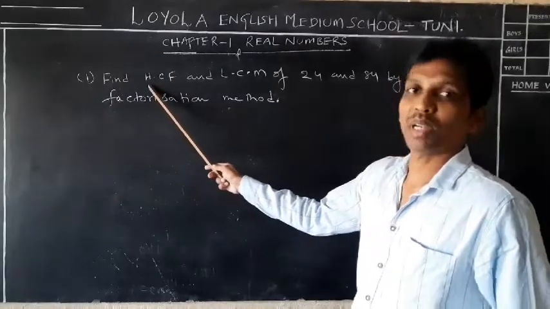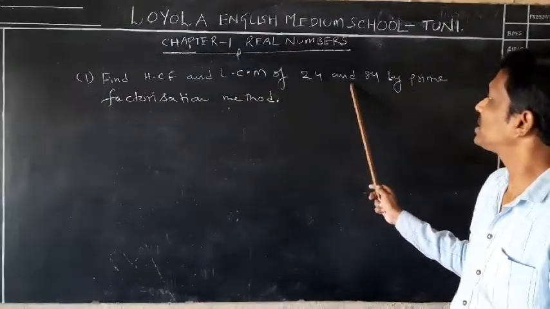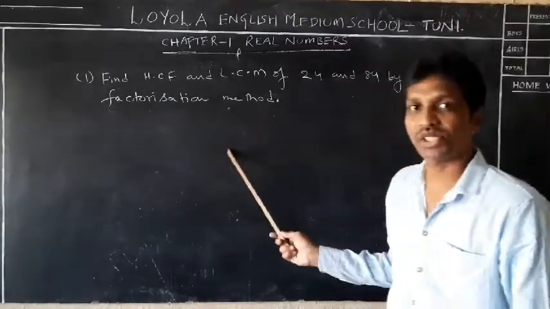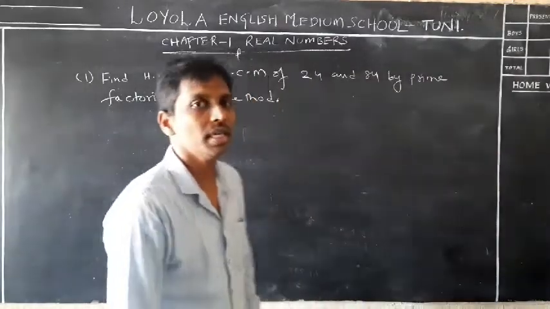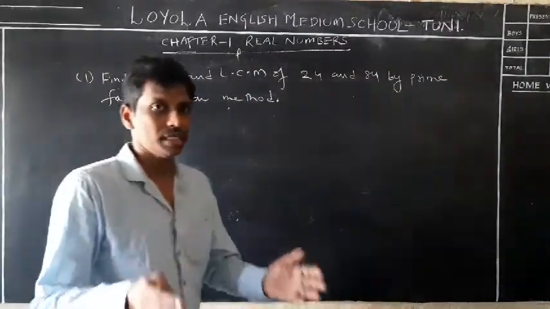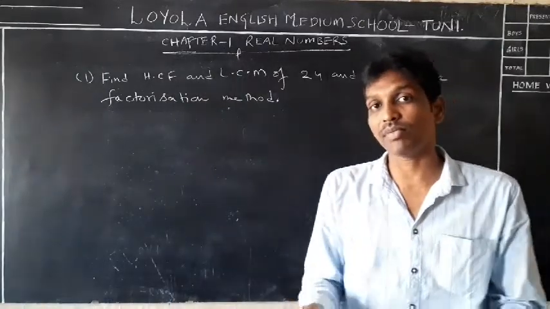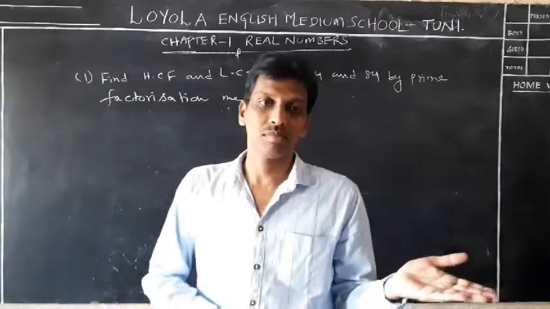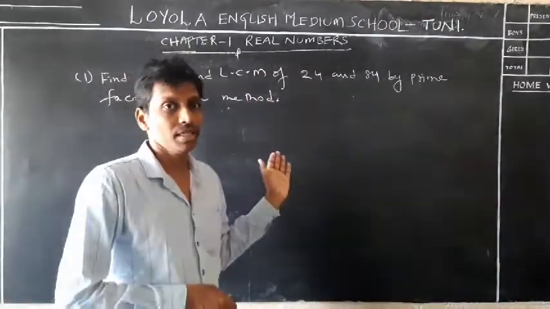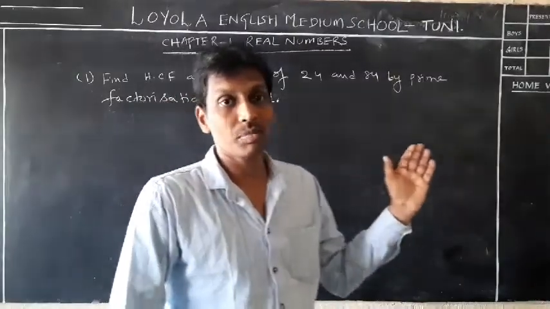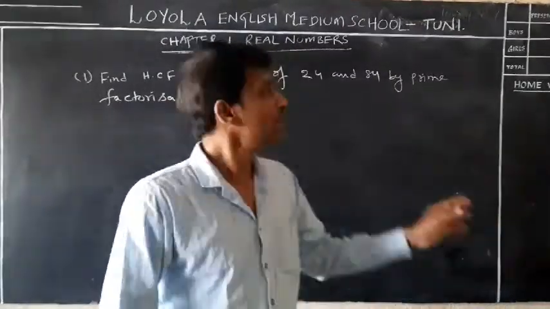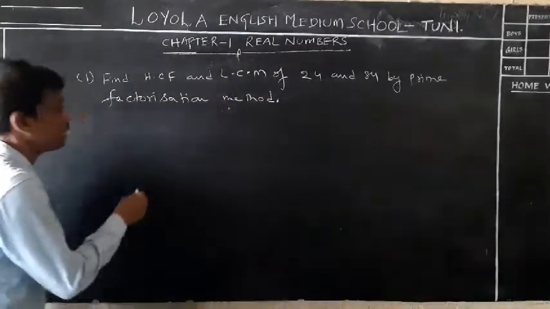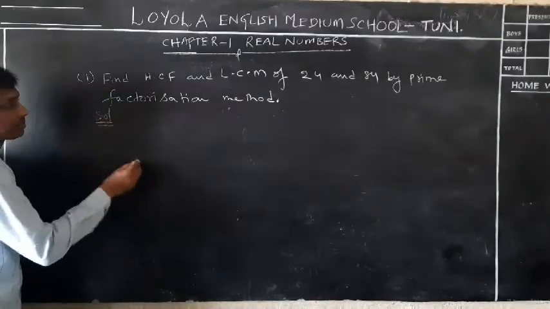Let us go to the first problem. Find the HCF and the LCM of 24 and 84 by prime factorization method. See here, we are asked to find the LCM as well as HCF for the two given numbers. Before, we divided 45 and wrote it as the product of prime factors. In the same way, better you write 24 and 84 also. Let us go through the solution.